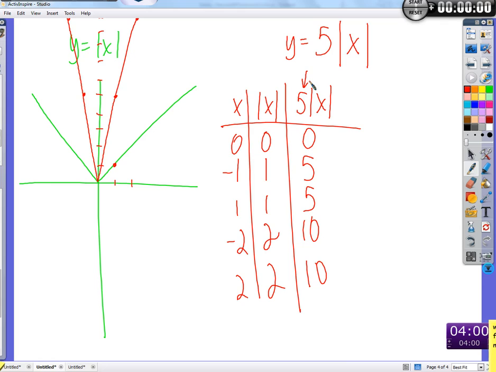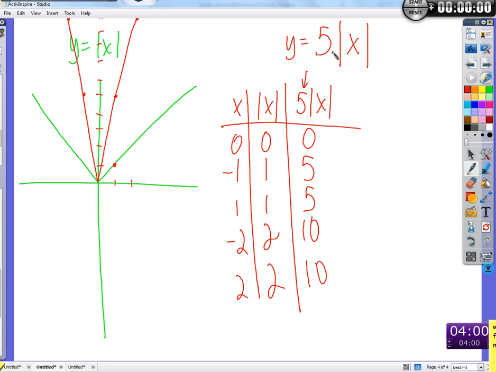Even 3 halves, right? 3 halves is more than 1, it's 1 and a half. If you had 1 and a half of something, you'd have more than the original. If you multiply this by not 5, but 3 halves, it still would be a little bit higher than the output of the absolute value of x. So if we have a number that's bigger than 1, we'll get a steeper graph.